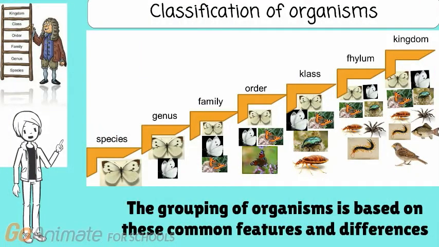The classification system of Linnaeus of the animal and plant kingdom is still used today. Grouping is made up of units called taxon. The grouping of organisms is based on their shared characteristics.